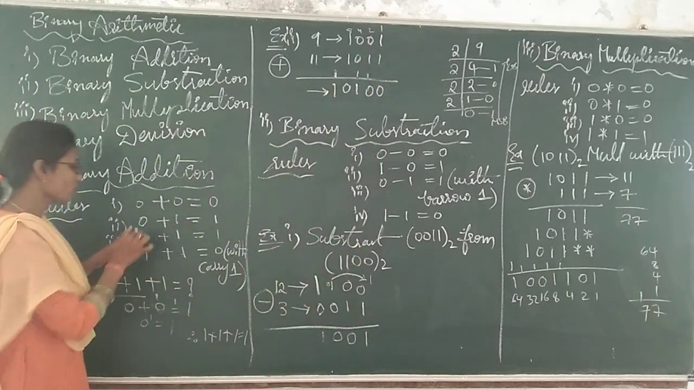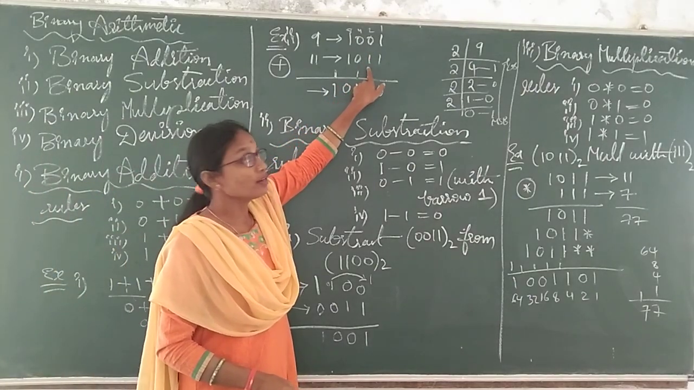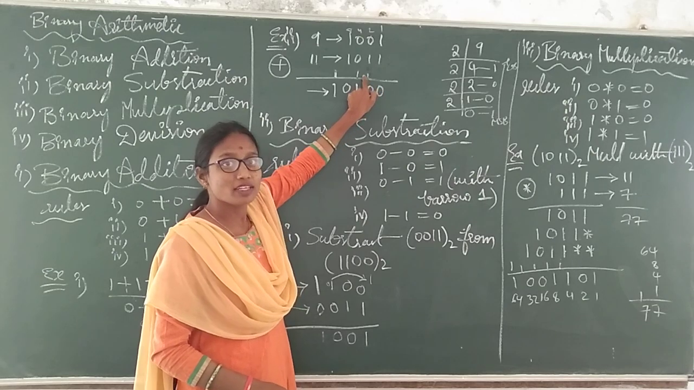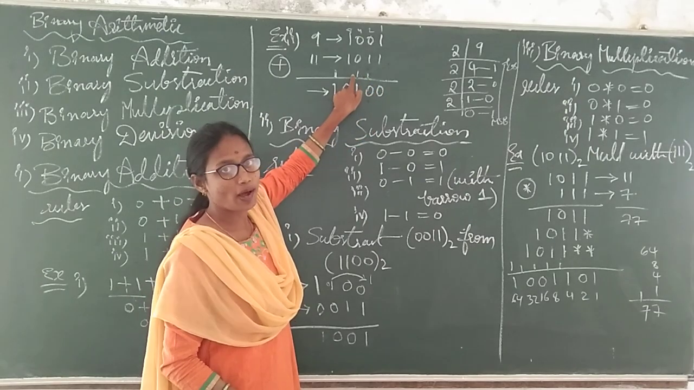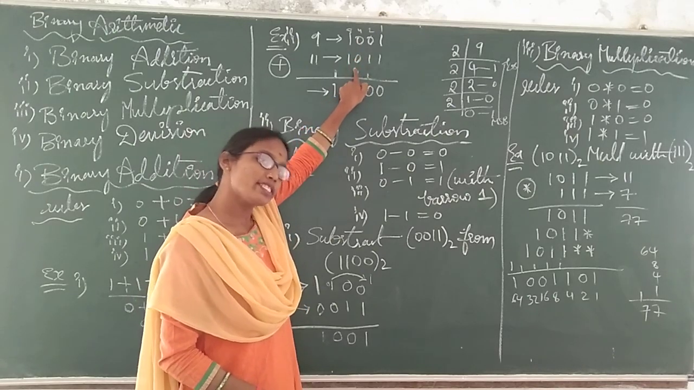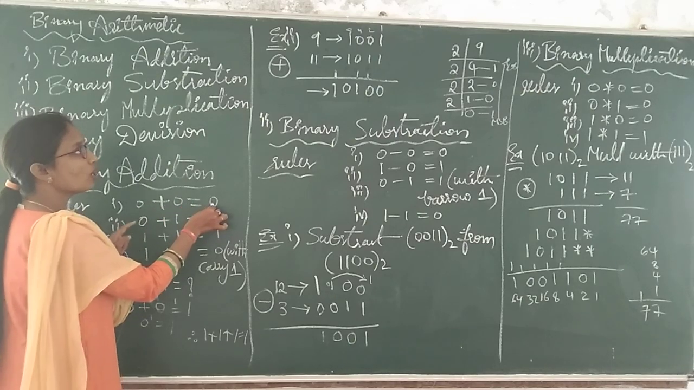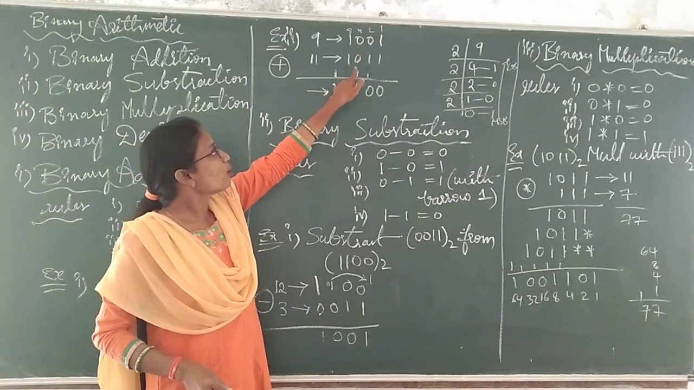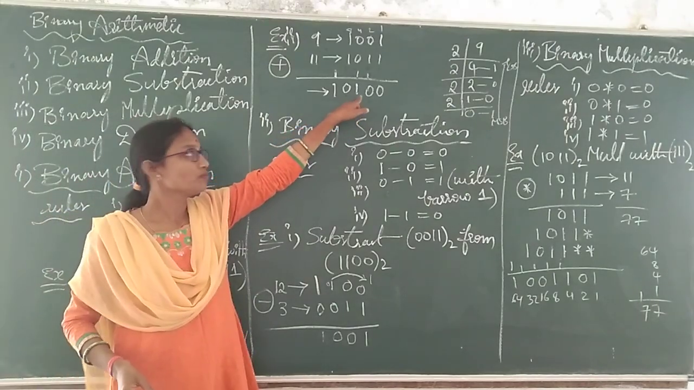0 plus 1 is 1. Okay, 0 plus 1 is 1. 1 plus 1 is 0 with carry 1. Next, 0 plus 0 is 0. Here, 0 plus 0 is 0. Next, 0 plus 1 is 1.